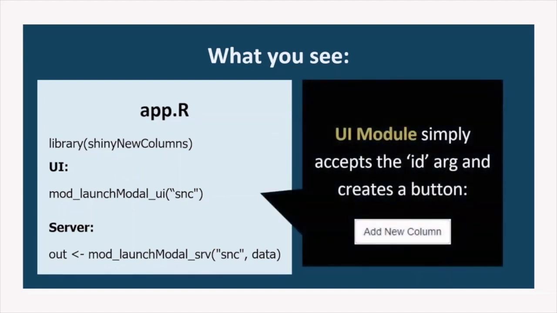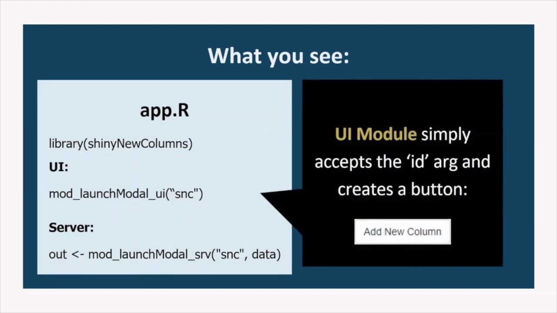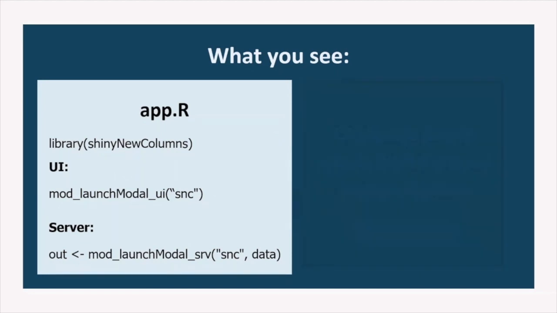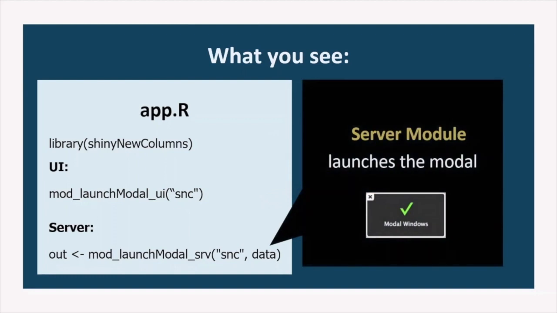So user interface just accepts the typical shiny ID tag that's needed, and then it creates a button. The server side is just going to collect the same ID, but it's also going to ask for that data set, which you can specify here. Notice that it does output an object as well, and we call that out.